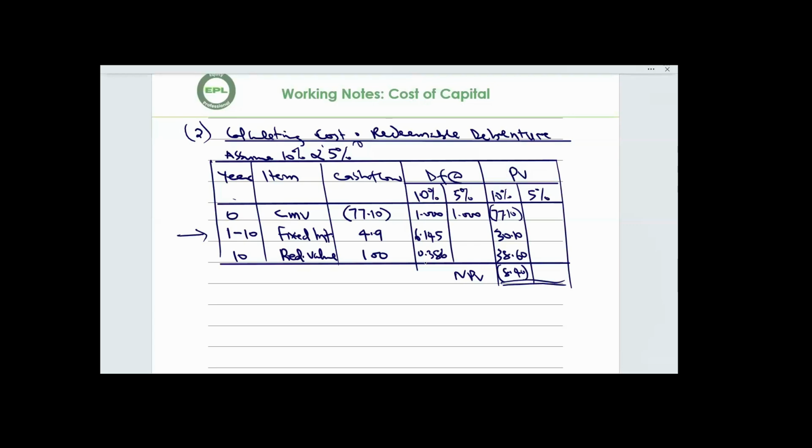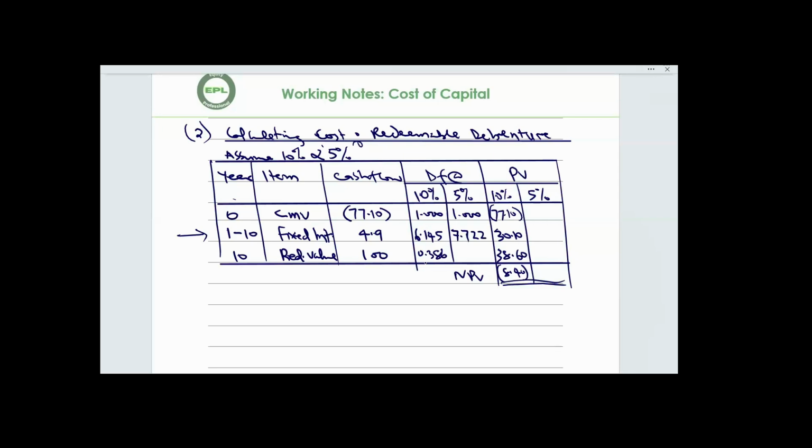Annuity factor, year 1 to 10 at 5%. Somebody else should calculate discount factor of year 10 at 5%. 7.721. Approximately 7.722. Yes, sir. Okay.